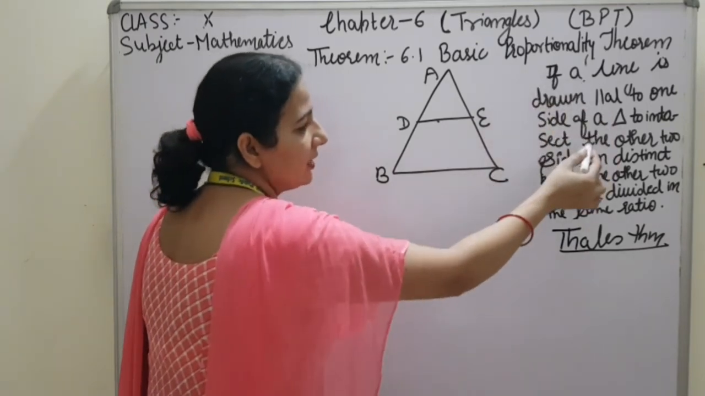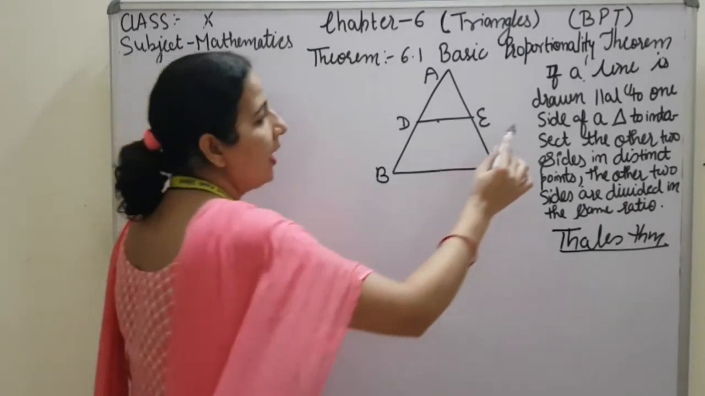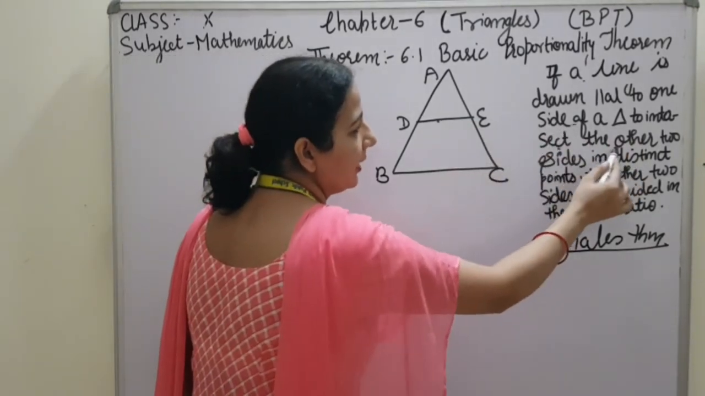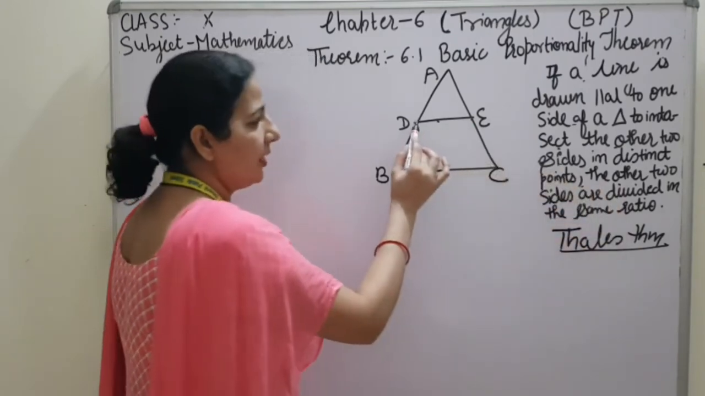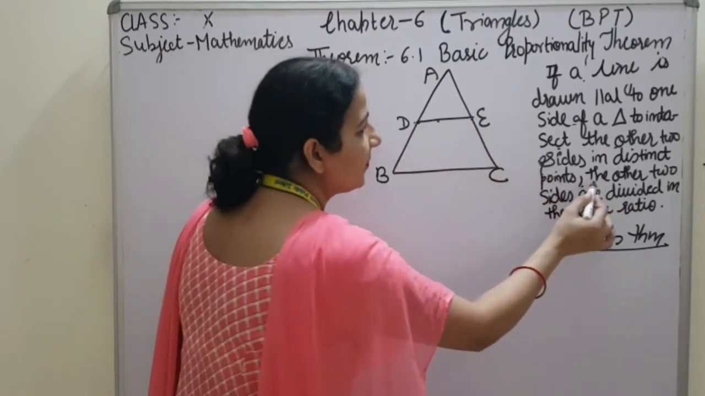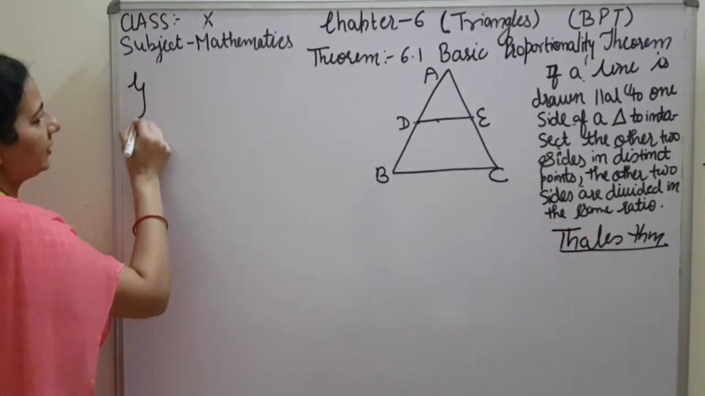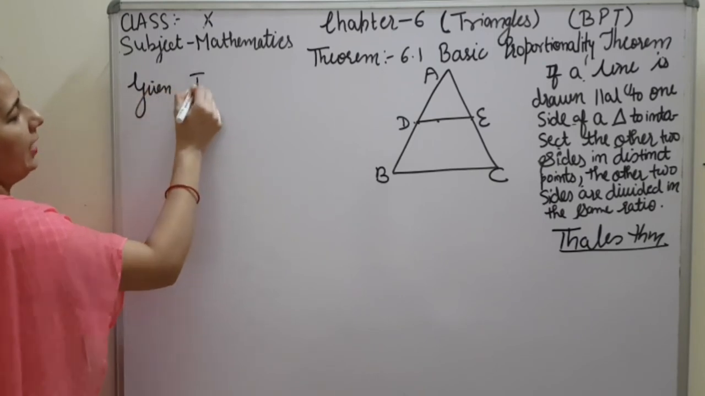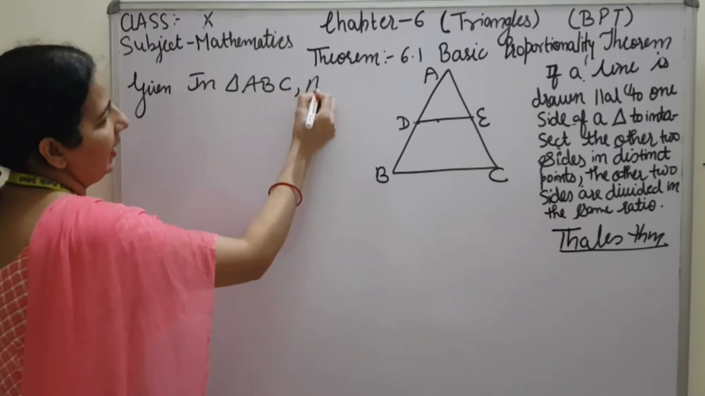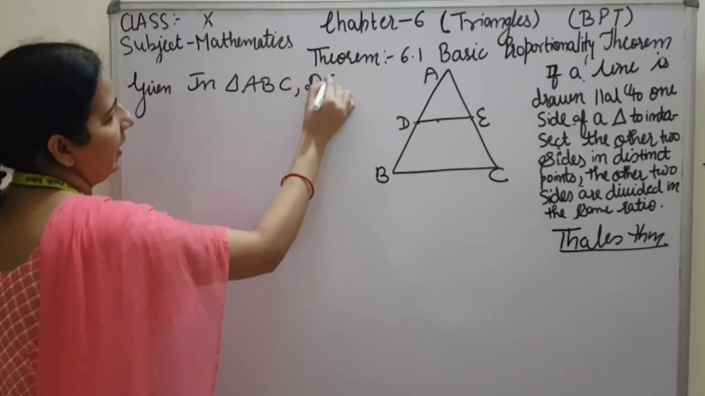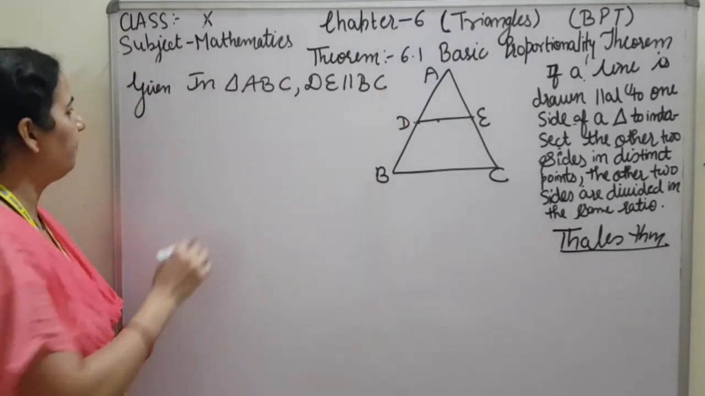After the comma, we have to show. This is the rule of each and every theorem. So here it intersects the other two sides in distinct points. The other two sides are divided in the same ratio. So what is given in this theorem? In triangle ABC, DE is parallel to BC.